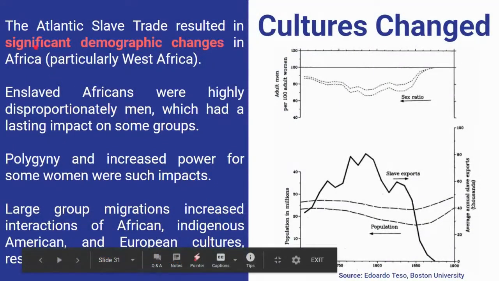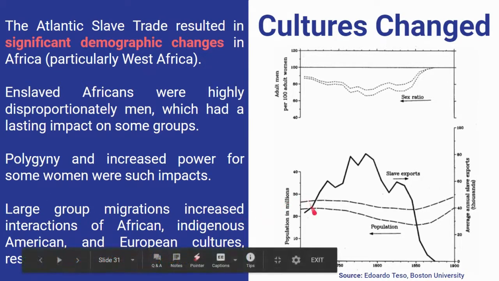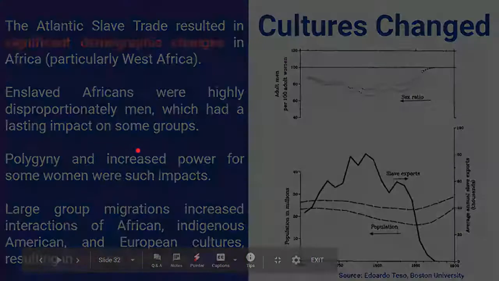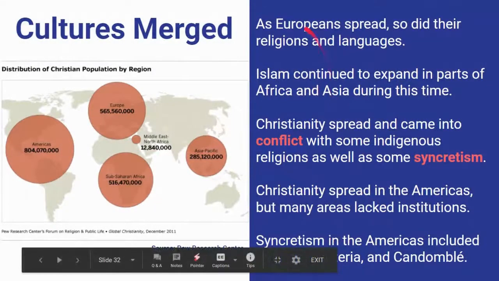Okay, so we're talking about significant demographic changes in West Africa, mostly men, so that led to changes in West African society like polygyny, men having multiple wives, but also increased power for women, some new female elite groups essentially come into existence. And then the migration of Africans to the Americas, like I said, is what then fed into some of that syncretism that we're going to talk about right down here.